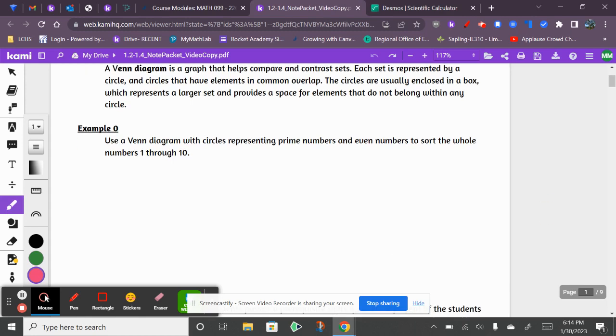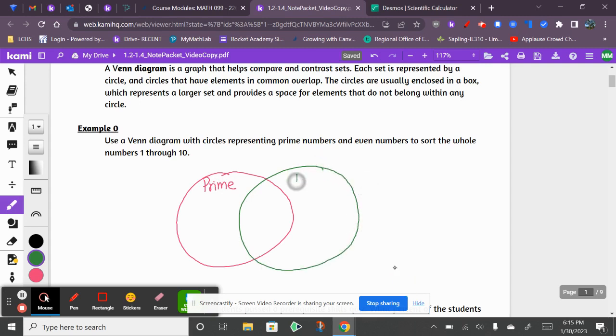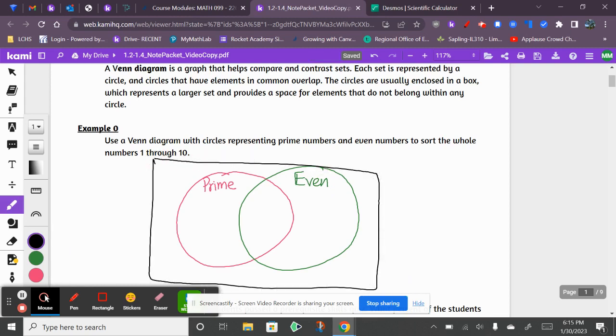So in our first example, we're going to use a Venn diagram with circles representing prime numbers and even numbers to sort the whole numbers 1 through 10. The first thing I'm going to do is draw a circle that will represent our prime numbers. Then I'm going to draw another circle that will represent our even numbers. I will enclose both of those circles within a rectangle.